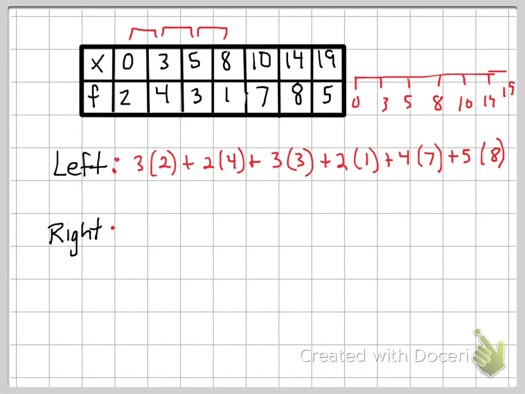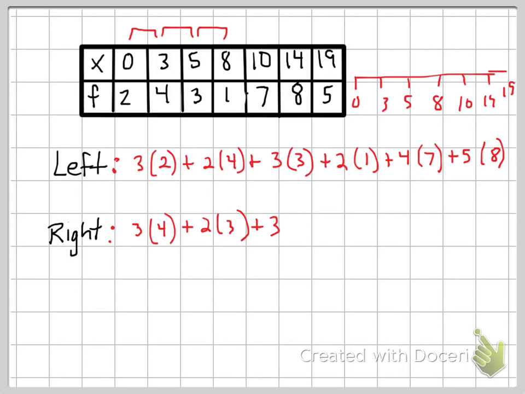Now the same goes for the right interval, only you're going to use the right edge as your height. So for my first one, I still have a width of 3, but I'm going to use a 4 instead this time. Second one also has a width of 2, just like before, only we're going to use 4. Sorry, not 4. 3.